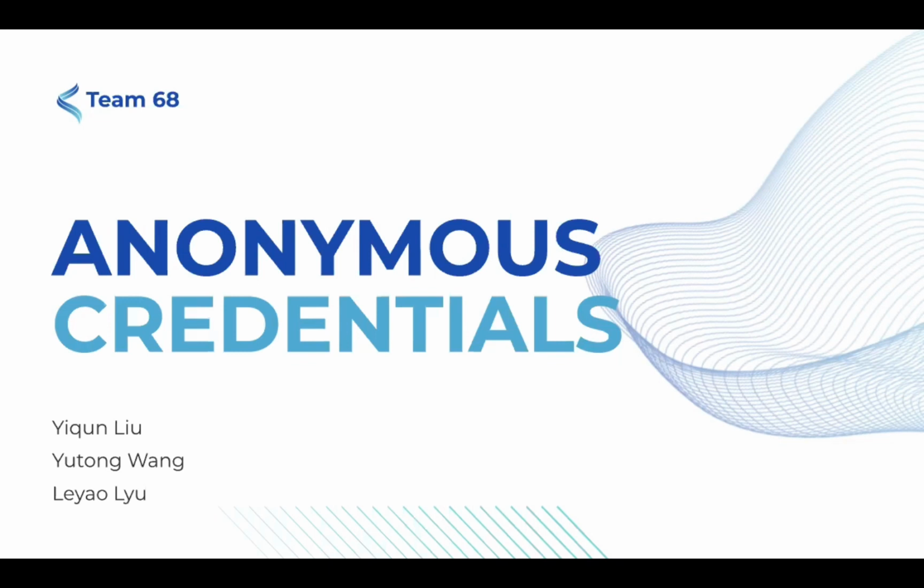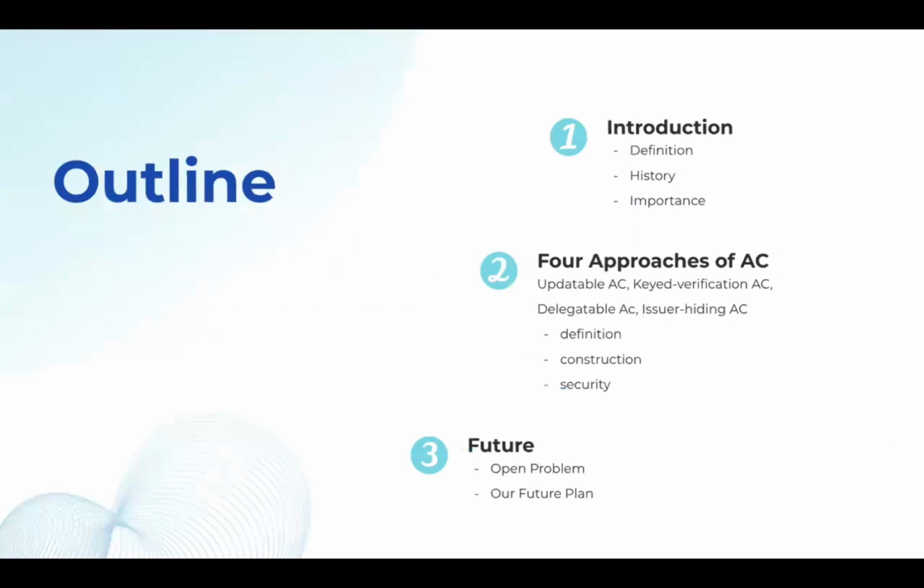Today, our focus is on anonymous credentials, or AC. We will start with a brief introduction, then delve into four advanced approaches: updatable, key verification, delegatable, and issuer hiding AC. We will conclude by addressing current challenges and outlining our future direction.